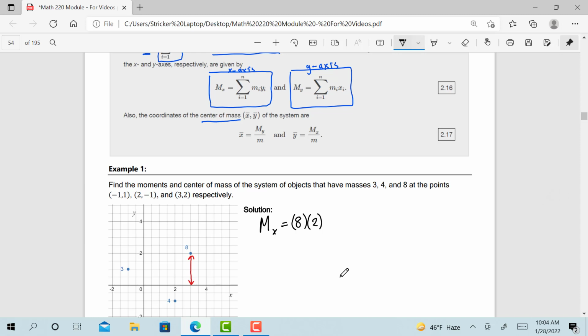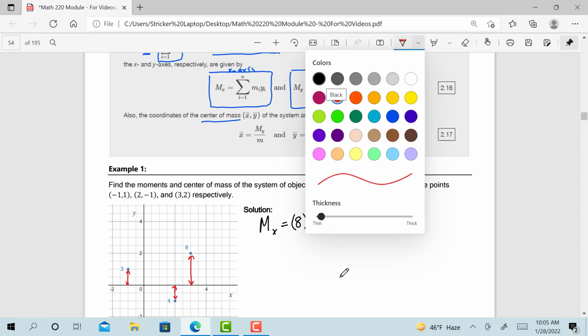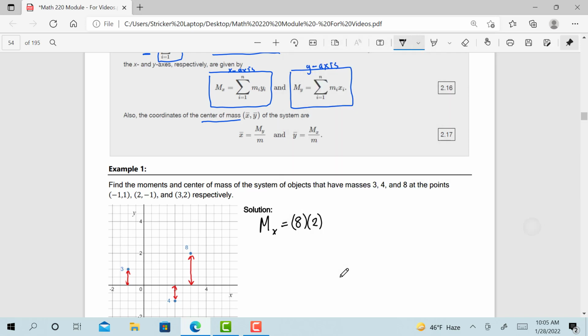And likewise, we could do this for each of the other 2 masses as well. This mass has a distance of 1 away from the x-axis, and because it's below the x-axis, we're going to call that distance a -1. And then mass 3 has a distance of +1 away from the x-axis. So let's go ahead and put these into our formula.